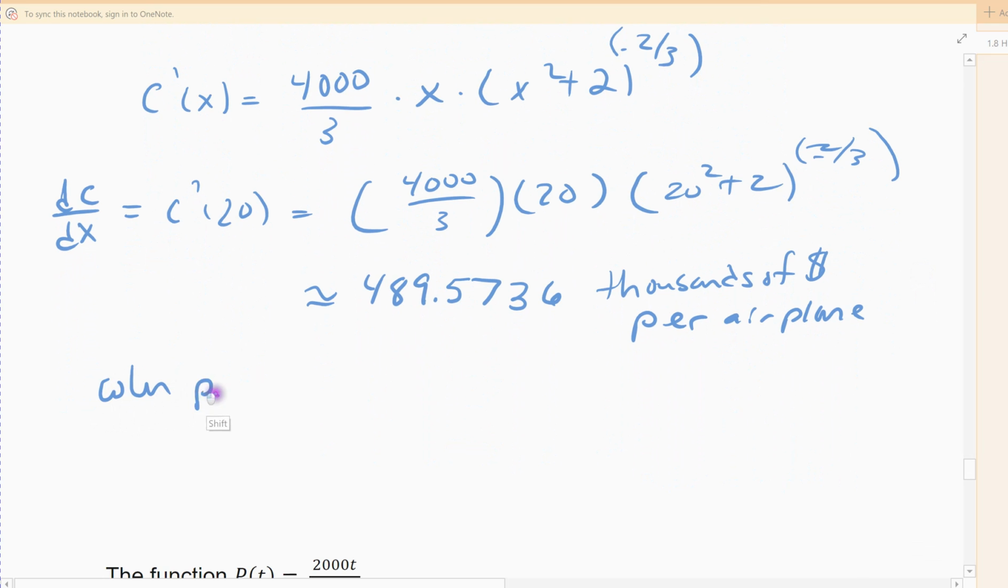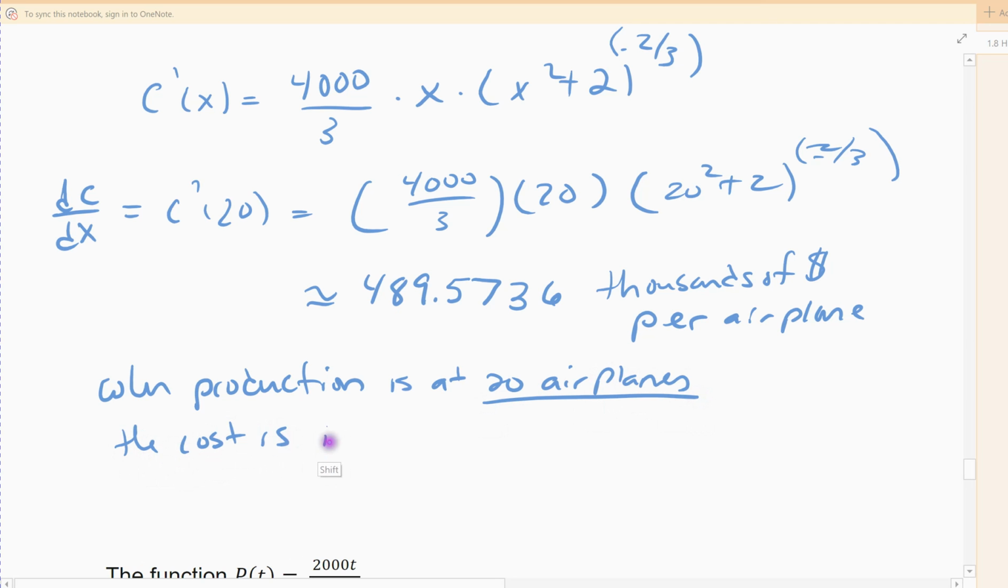So when production is at 20 airplanes, and it is important that it's at 20. If I was at 30 airplanes, I'd have a different rate of change. 10 airplanes, I'd have a different one. So it's that specific 20, right? When they're at 20 airplanes being produced, the cost is increasing by, you can either write out the word thousand, or you can multiply this number by 1,000. That's probably what I would do. I would do dollars, right? Dollar sign. And I'm going to just write this in terms of 1,000.